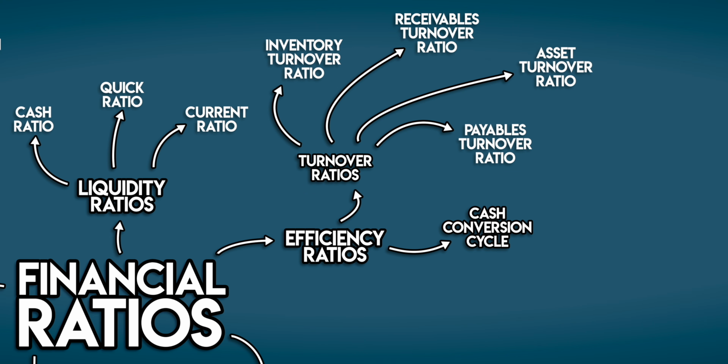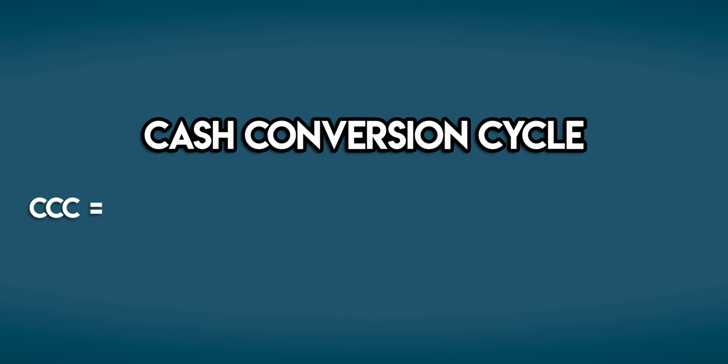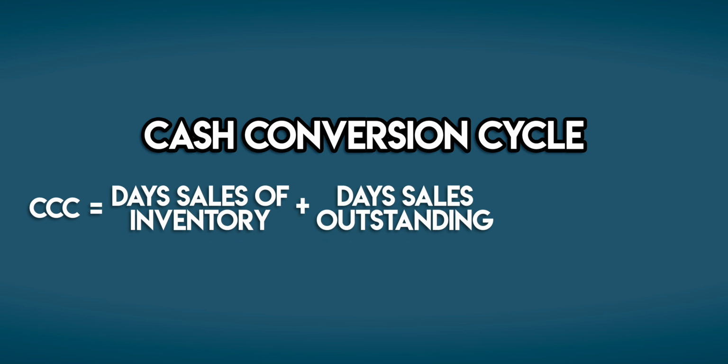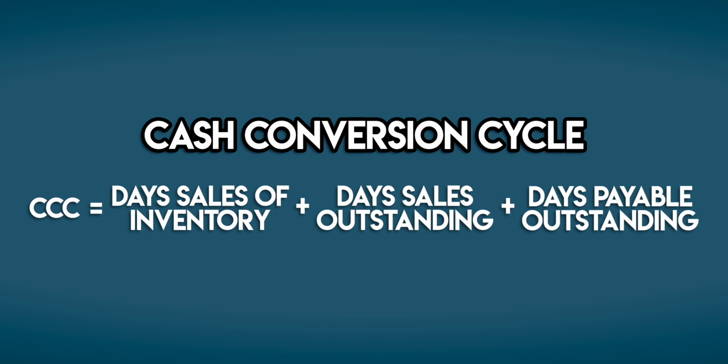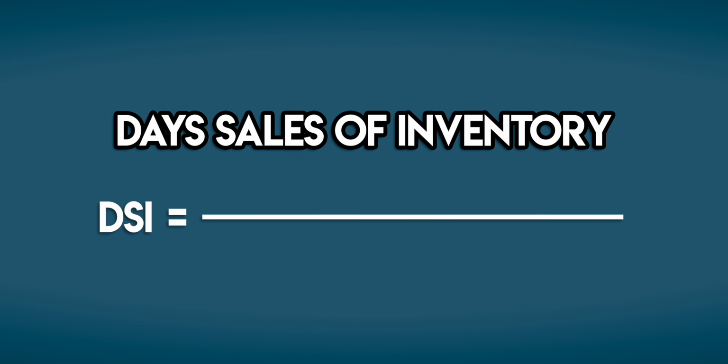The cash conversion cycle tells us the average number of days a business needs to convert its investments in inventory into cash. It works like this. The cash conversion cycle is equal to days sales of inventory plus days sales outstanding plus days payable outstanding. These 3 cash conversion ratios are the upside down of turnover ratios. Days sales of inventory is the upside down version of the inventory turnover ratio.